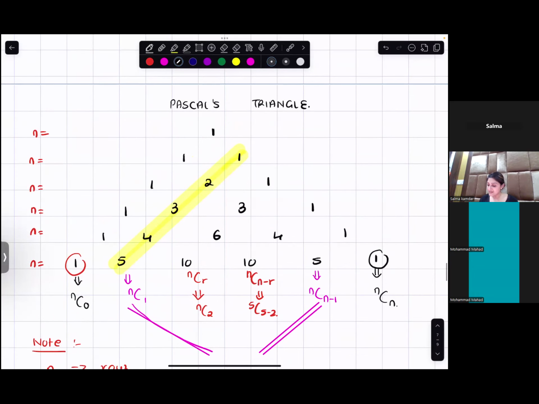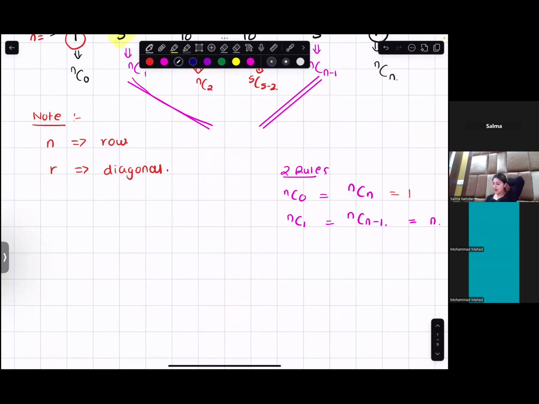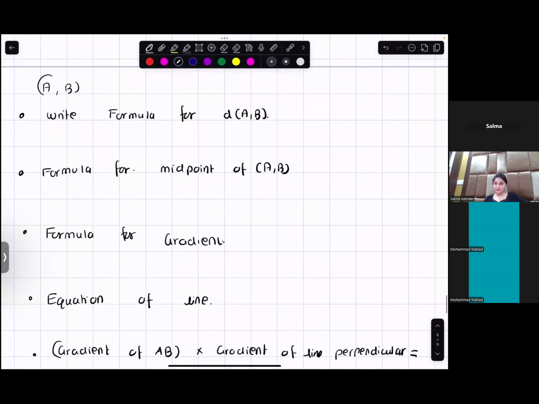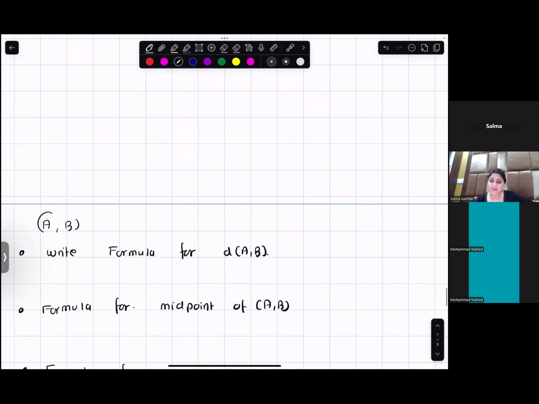N always gives us the row. So this is going to be which row? The zeroth row. 1, 2, 3, 4, 5. So the rules I have explained to you: N is the row, R is the diagonal. I hope you are there. So this was the entire revision of our chapter number 4.